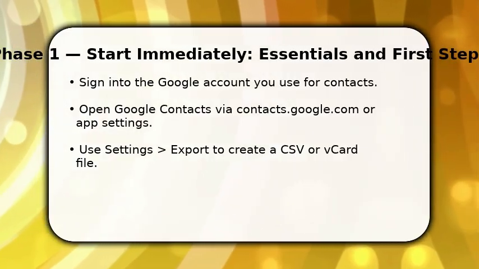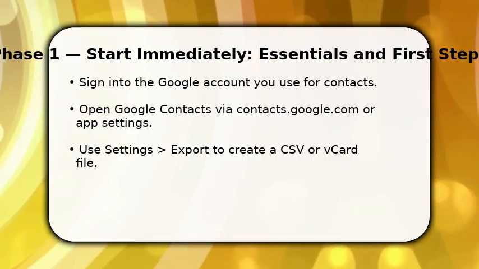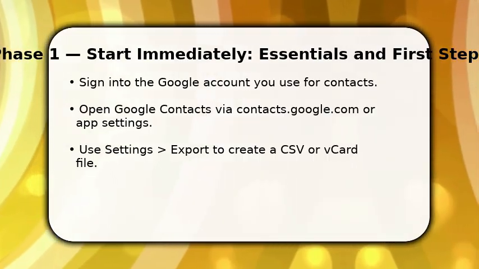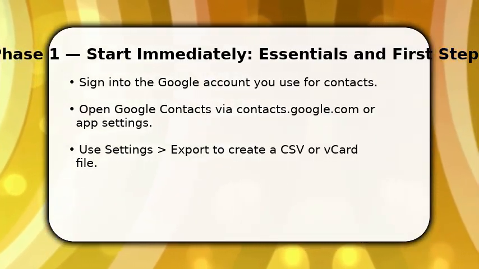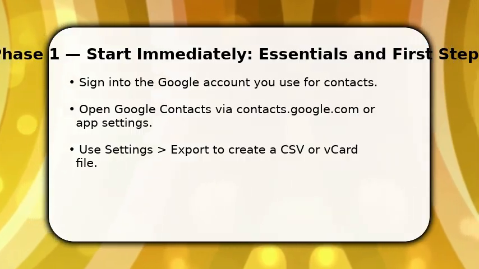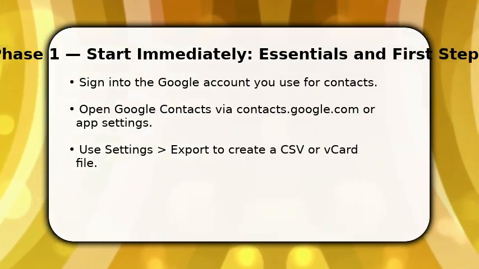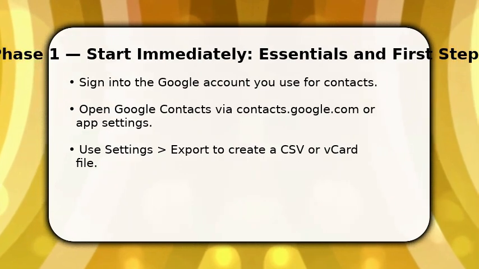From Contacts, go to Settings and choose Export. Pick CSV for Excel or vCard for phones. This is the file you'll download. Download immediately and note where it saves. Make sure you pick the correct account before moving on.